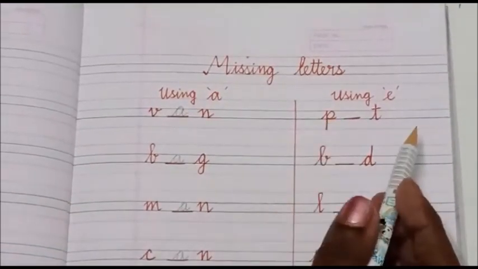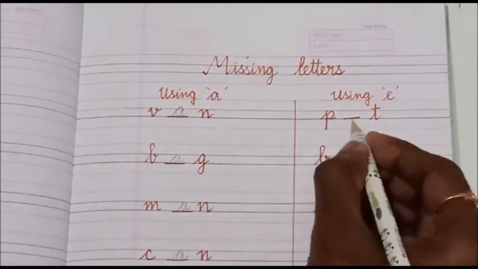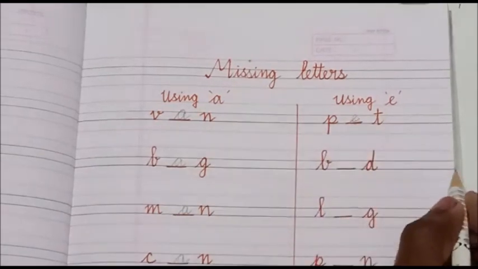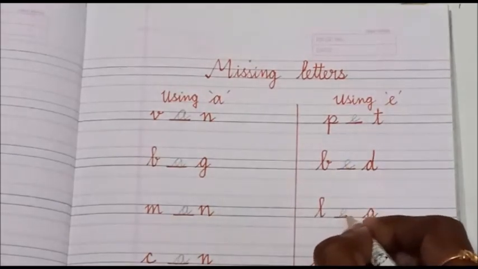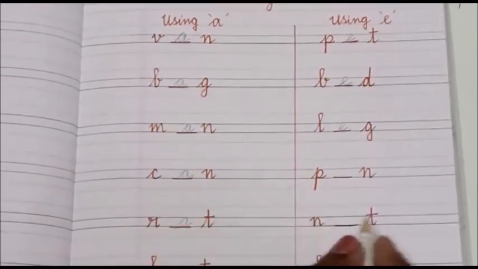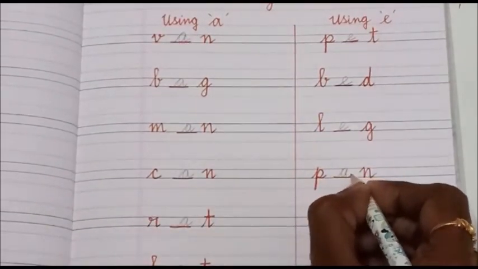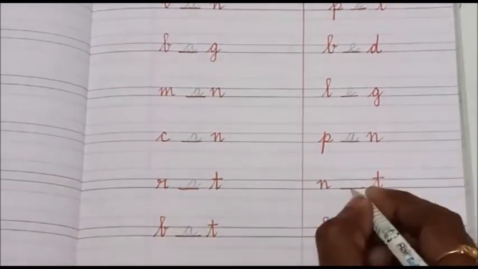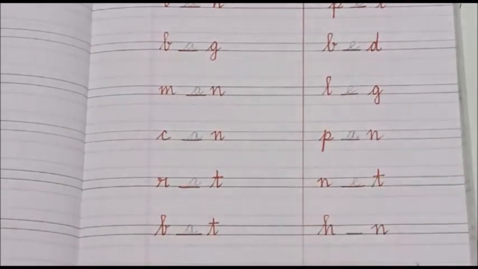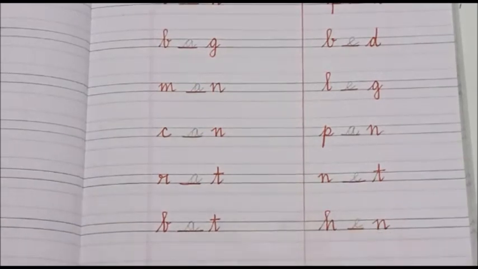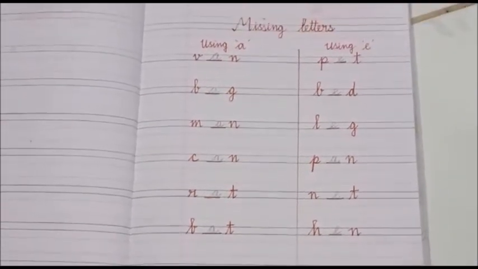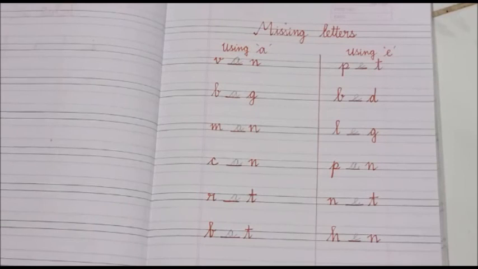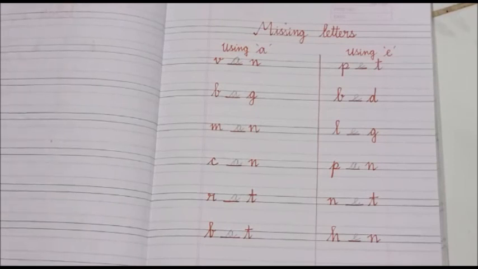Okay, using E, this row should be filled using E. P-E-T, pet. B-E-D, bed. L-E-G, leg. Next, P-E-N, pen. Next, N-E-T, net. H-E-N, hen. Okay, this is how you have to complete this classwork part, children. After completing this, I have given the book exercise related to this. Okay, you have to complete the book exercise on missing letters. Okay, thank you.